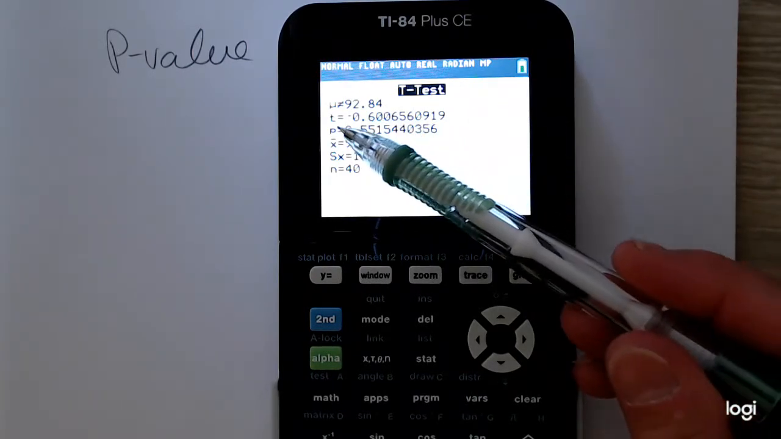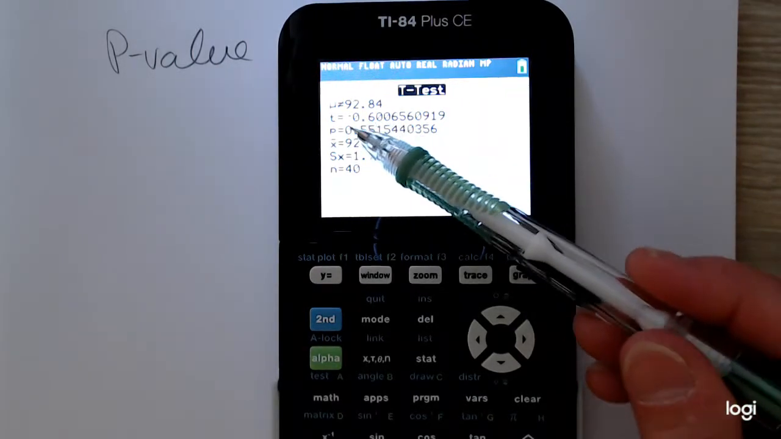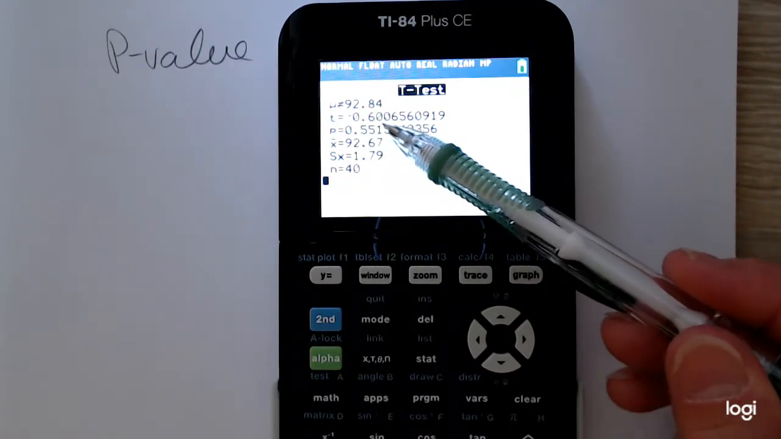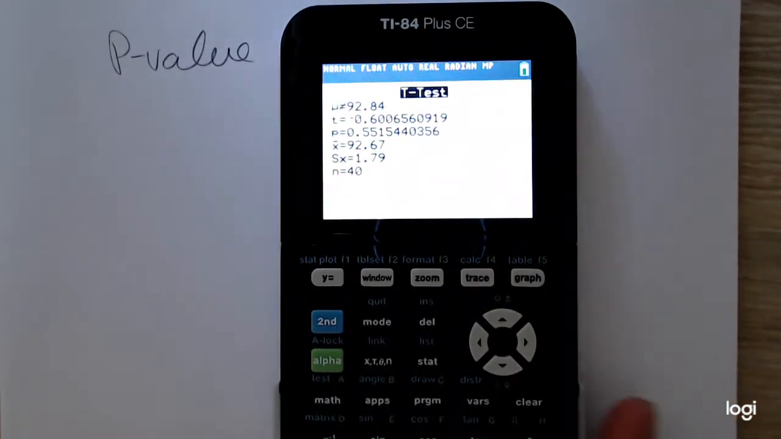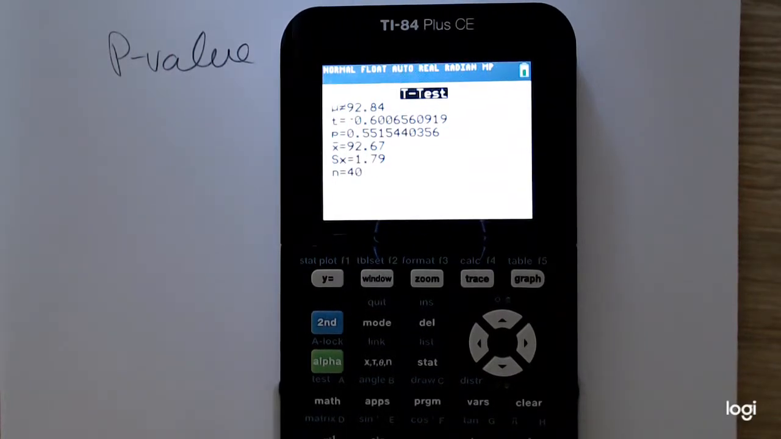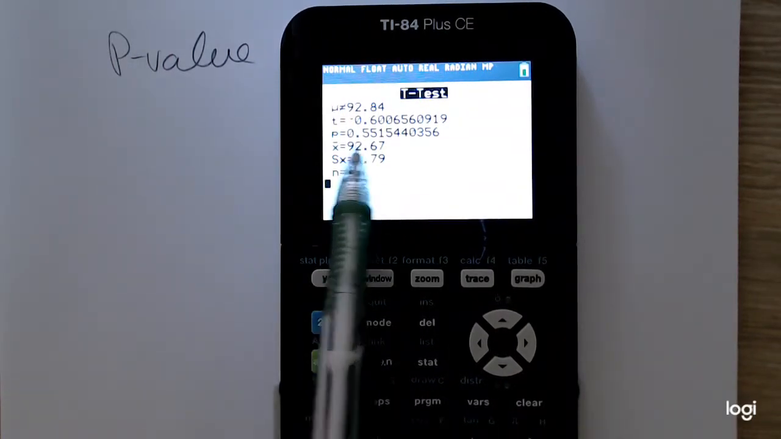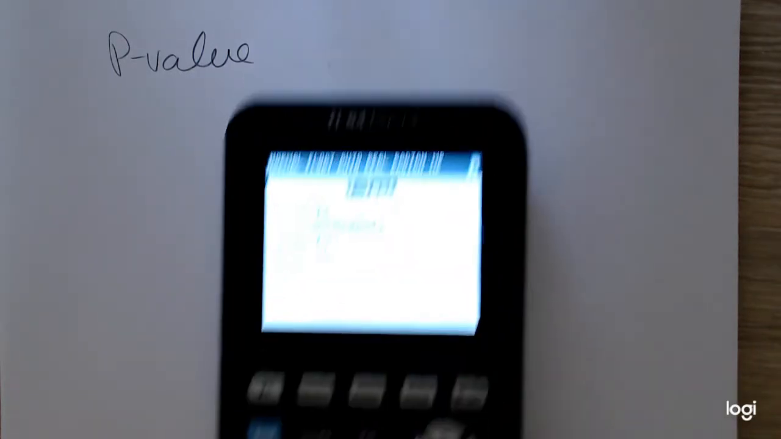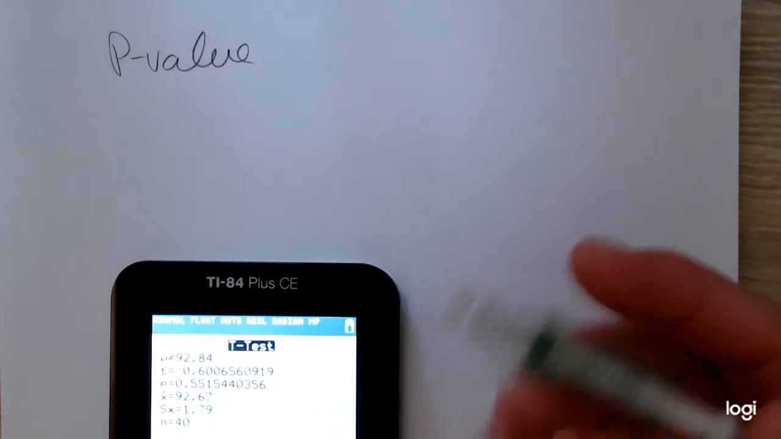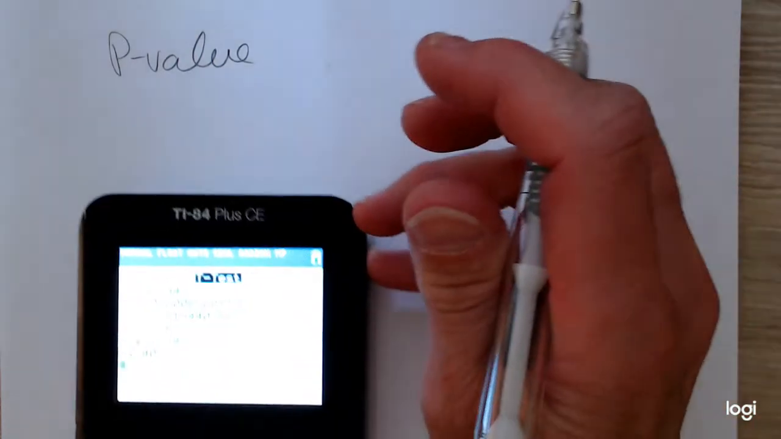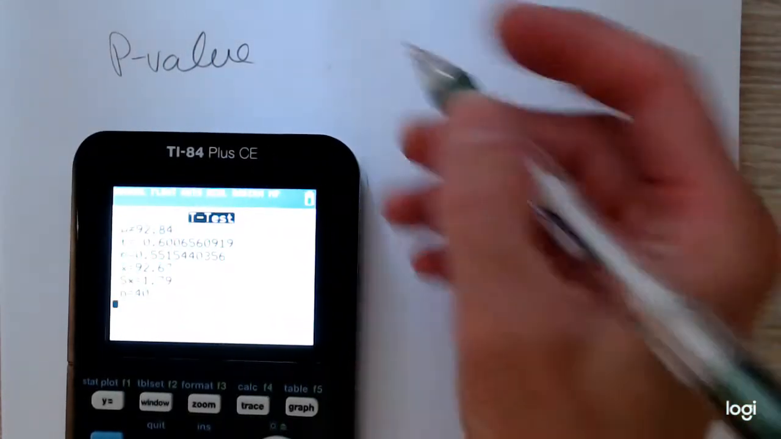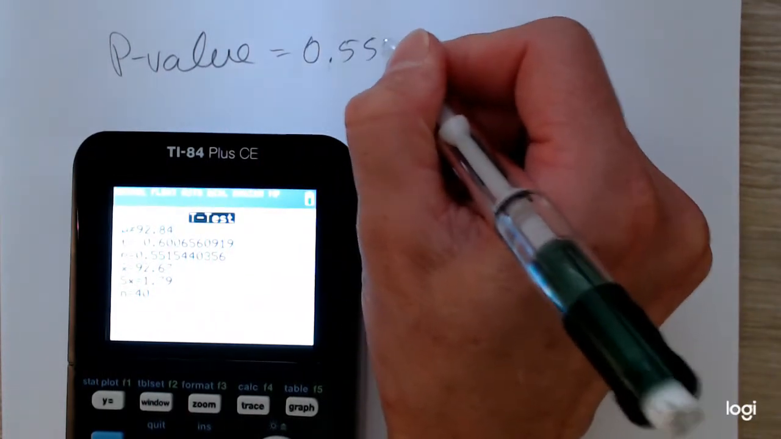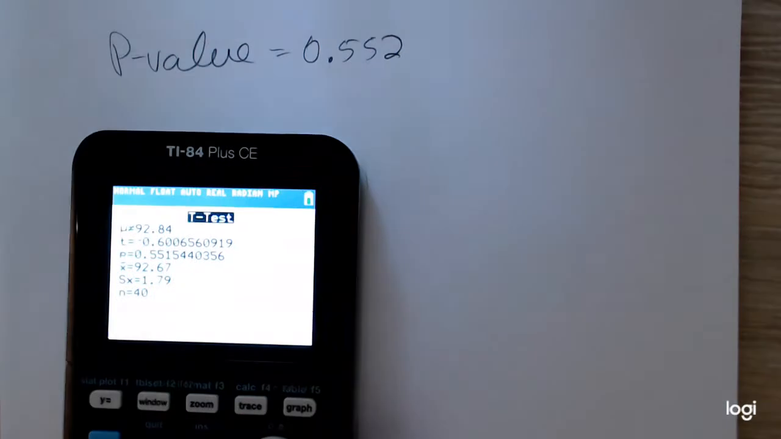You'll see that my standardized test statistic, my t-value, was negative 0.601, which is the same as I got when I did this by hand. And right below it is the corresponding p-value. That p-value is pretty high. Okay, that indicates my test statistic is very close to the mean. So my p-value in this problem was 0.552, rounding to 3 decimal places.